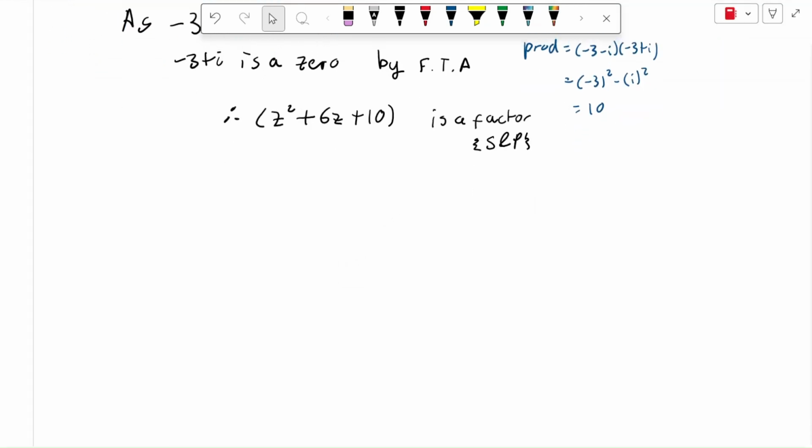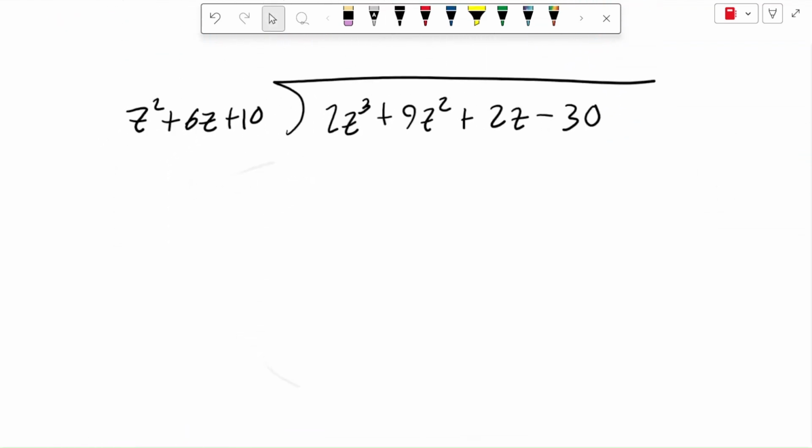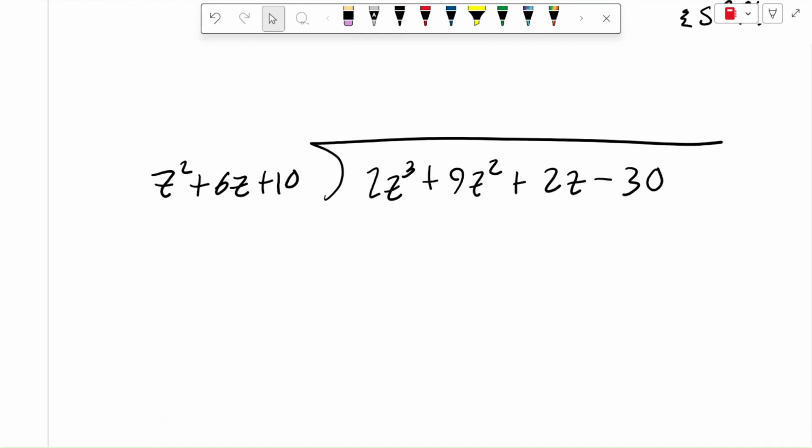Well, the answer is polynomial division. So we can do a division. It's going to be z squared plus 6z plus 10 there. And then it's going to be 2z cubed plus 9z squared plus 2z take 30. Now again, since we've seen a few divisions at this point, I would encourage you to pause the video and try this one just to practice your division skills. If not, I'll go through it.